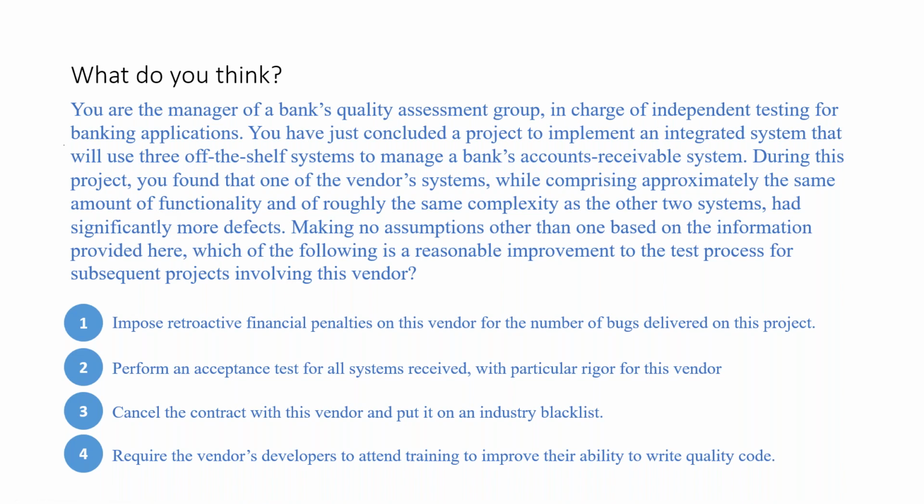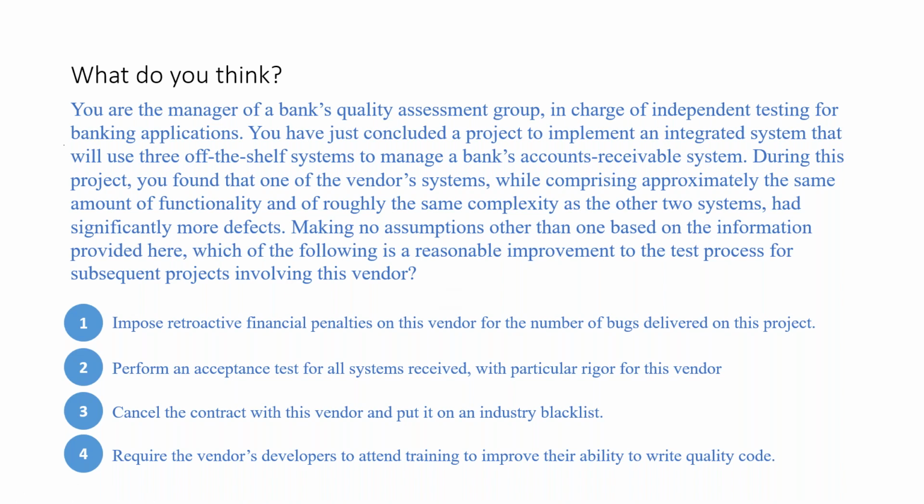That is what you came to know while reviewing, and you are the manager, you can do anything. You have all the power. So, making no assumptions other than one based on the information provided here. The information we are providing is only that all 3 are equally complex and similar kinds of systems, but a system from one vendor has significantly more defects than the others. That is the only information I am giving. You don't have any other information as a manager. So based on that, which of the following is a reasonable improvement to the test process for subsequent projects involving this vendor? So when you involve this vendor in subsequent projects, what actions will improve your testing process based on this information only?